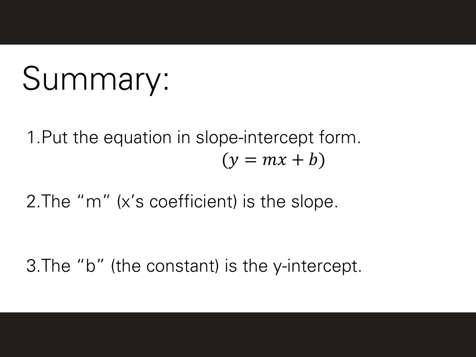So in summary, here are the 3 steps. Put your equation in slope-intercept form if it's not already there, which is just solve for y. y equals mx plus b. The m, which is x's coefficient, is the slope. And the b, which is the constant, is the y-intercept.